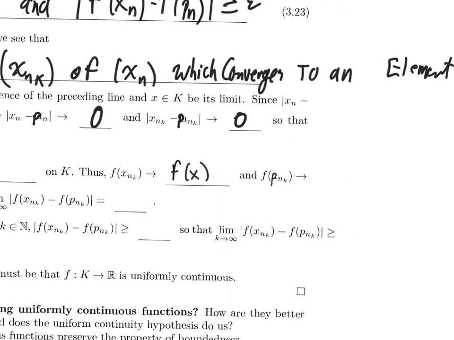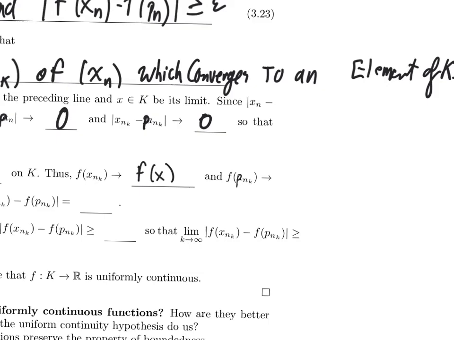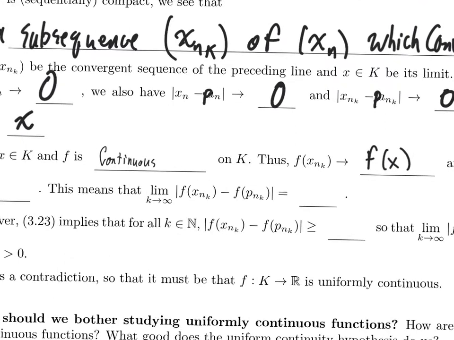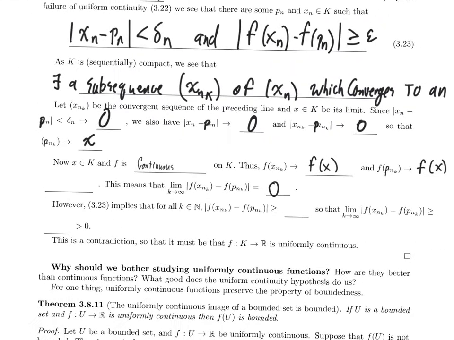Since p sub n sub k converges to x, and f is continuous at x, f of p sub n sub k converges to f of x. So it must be that the limit, as k goes to infinity, of f of x sub n sub k minus f of p sub n sub k is 0. Right? Two things which converge to the same limit, their difference will converge to 0.